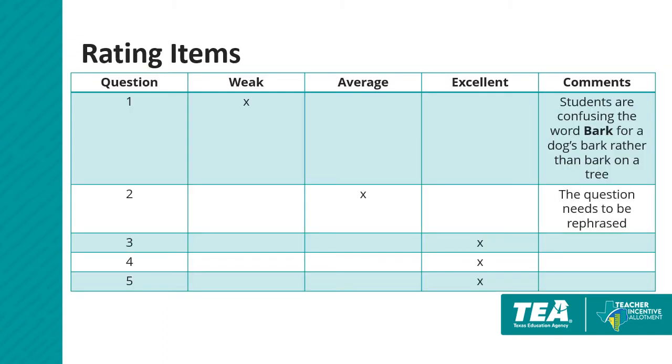Looking at this rating table, we can see that the 3 items were rated excellent. One was rated average, while another one was rated weak. There is a section for comments in the far right column. In this case, the teacher felt that the students were going to confuse a word on the first question, and the second question should be rephrased for clarity. The rater would compare their rating to that of their colleagues and determine which questions need to be changed or excluded.